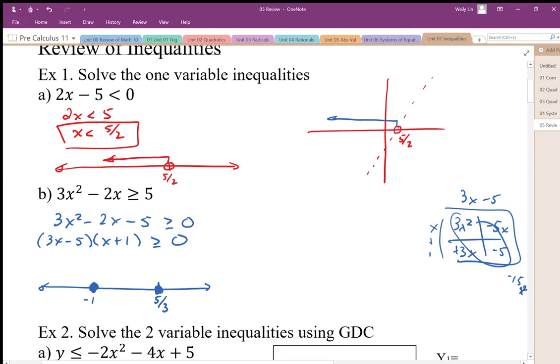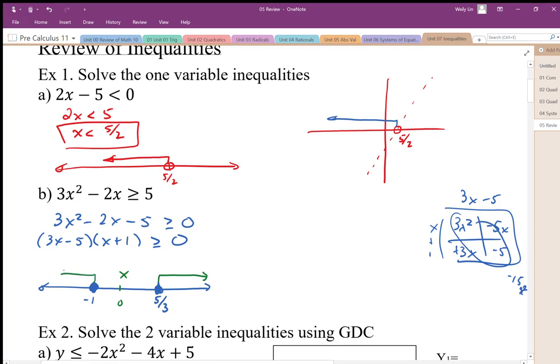And the testing is fairly reliable. The easiest number to test is always going to be 0. So 0 represents a point in the region. If I plug in 0, I get -5 times +1. That's going to be -5, which is not greater than 0. So that is not part of our solution region.